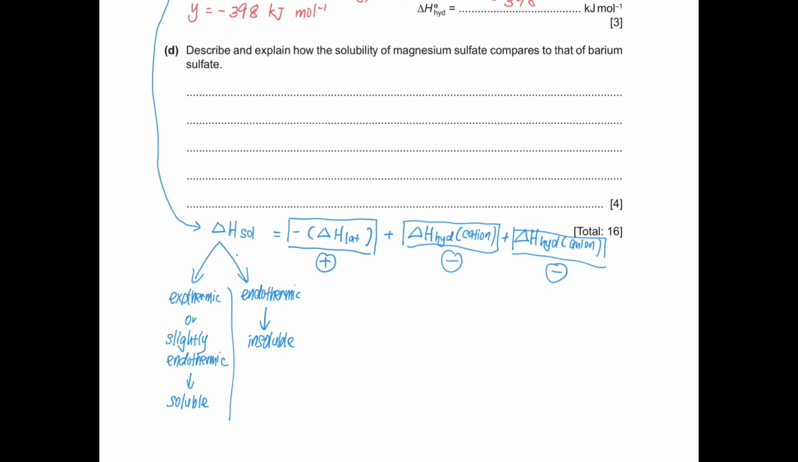First of all, what we are going to write is we just state between magnesium sulfate and barium sulfate who is more insoluble or who is more soluble. So we can say it in this way. First point, magnesium sulfate is more soluble than barium sulfate. Okay, so this is the first point.